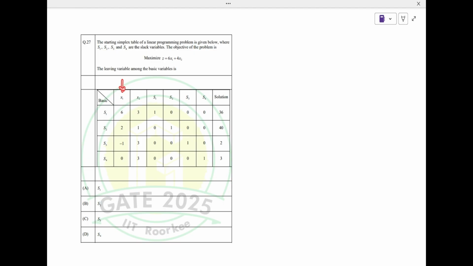Okay, now we are going to divide the solution column by the x1 column elements. So 36 by 6 is 6, 40 by 2 is 20, and that is a negative value, so not valid. And 3 by 0 is again not a valid entry. So out of 6 and 20, the minimum is the one that leaves. So the minimum value out of S1 and S2 is S1. So option A is the correct option.